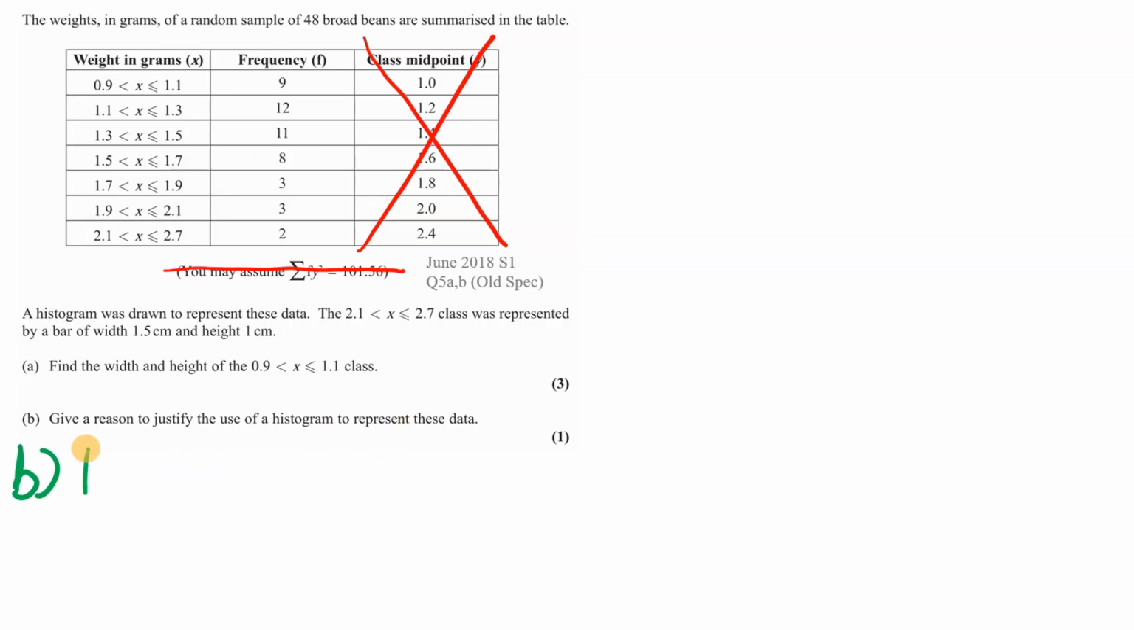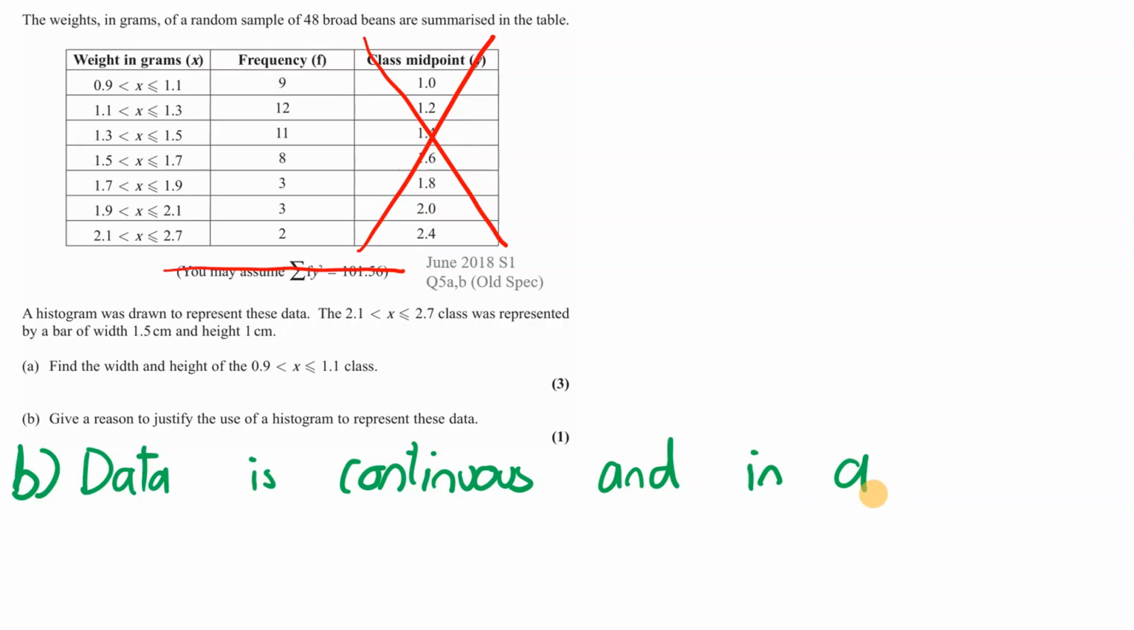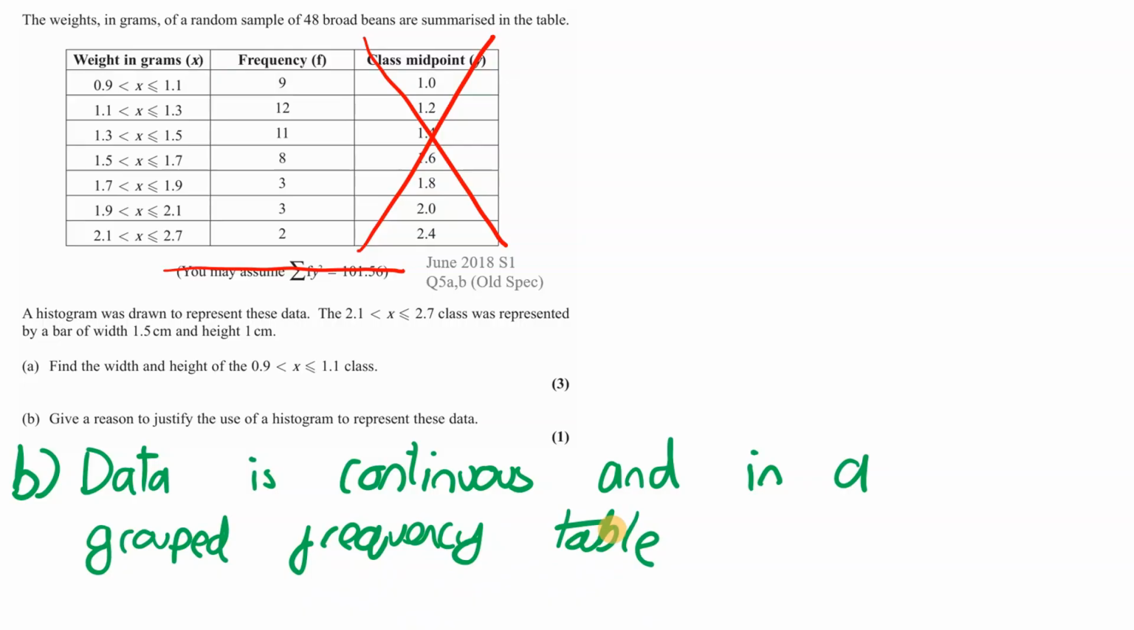And we can do this because this data is continuous. We talked about what continuous data means in the data collection and types of sampling video, so go back to that if you need a reminder. The data is continuous and in a grouped frequency table. So this is why we can use a histogram in order to represent it, but the important part is that the data is continuous.